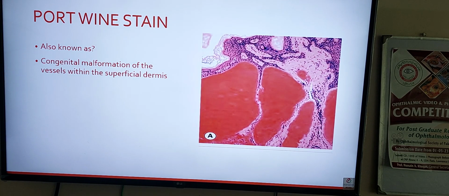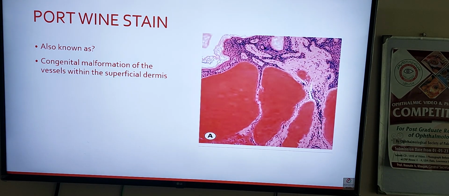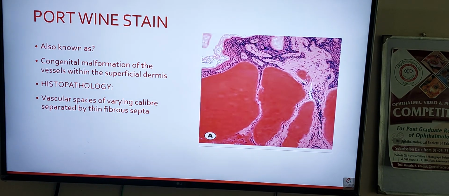Then we have the port wine stain. It is also known as nevus flammeus. It is a congenital malformation of the vessels within the superficial dermis. On histopathology, vascular spaces of varying caliber which are separated by fibrous septa are seen.